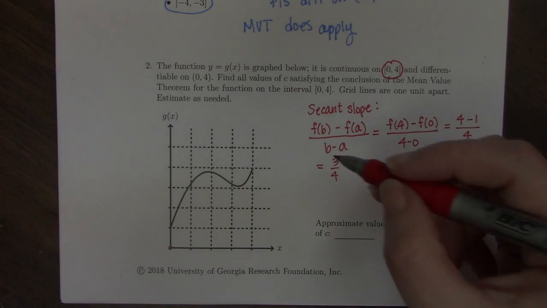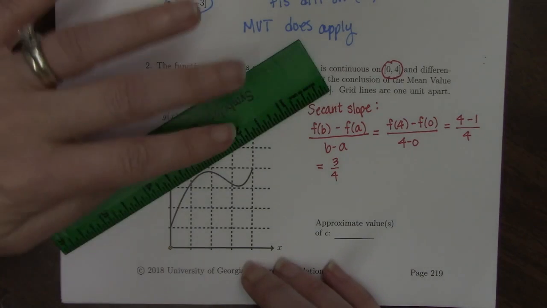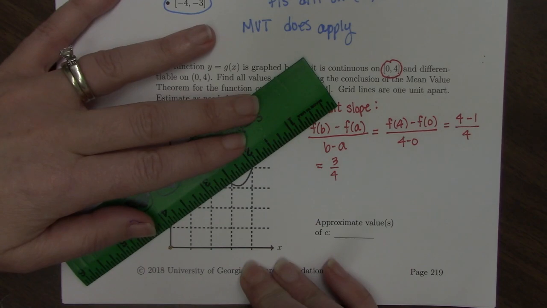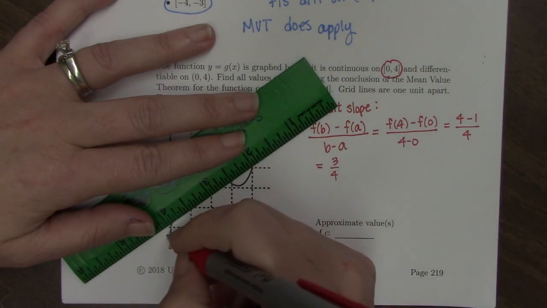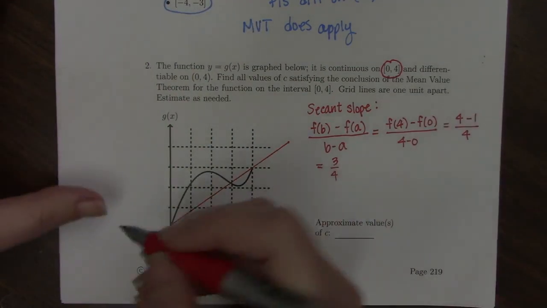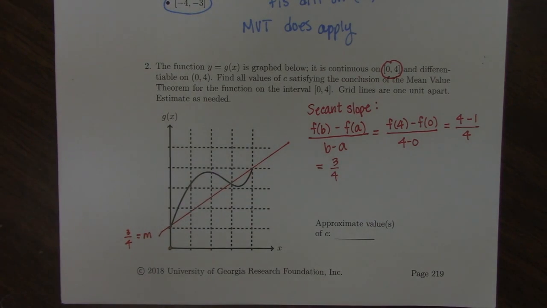Because the conditions of the mean value theorem were satisfied, there should be at least one location on this graph where I'm going to get that same slope. So the first thing I'm going to do is draw my secant line, and I'm going to draw it in the same color red. So there's f of 0, right? There's f of 4. So there's my secant line. So there's m equals 3/4.